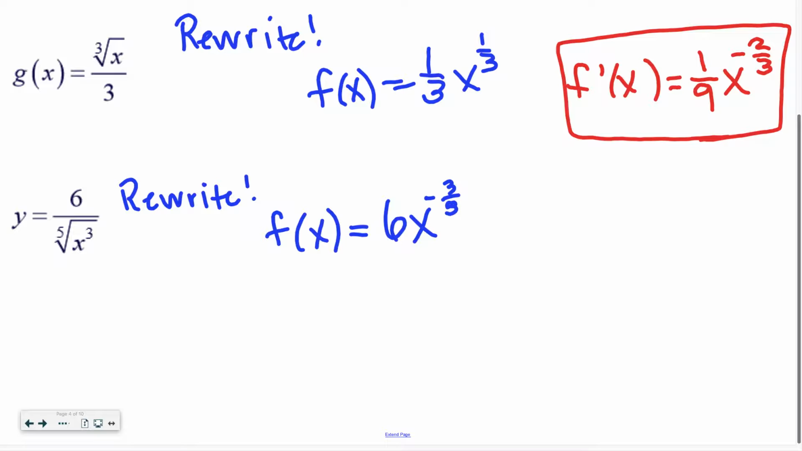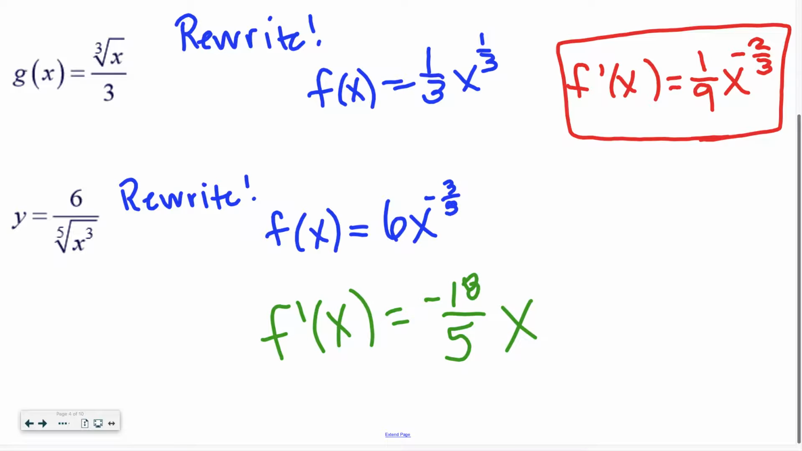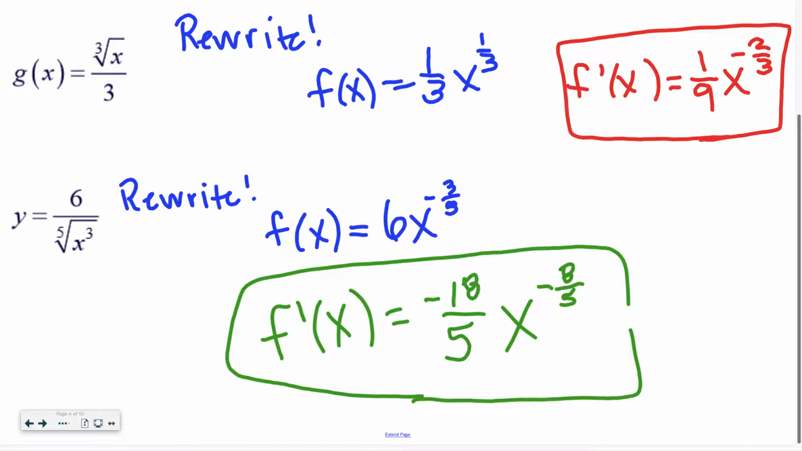So our derivative would be negative 18/5 x to the what power? Negative 8/5. You have to subtract 1, so subtract 5/5. Alright, what do you think? This is so nice. It takes us seconds instead of minutes to do these.